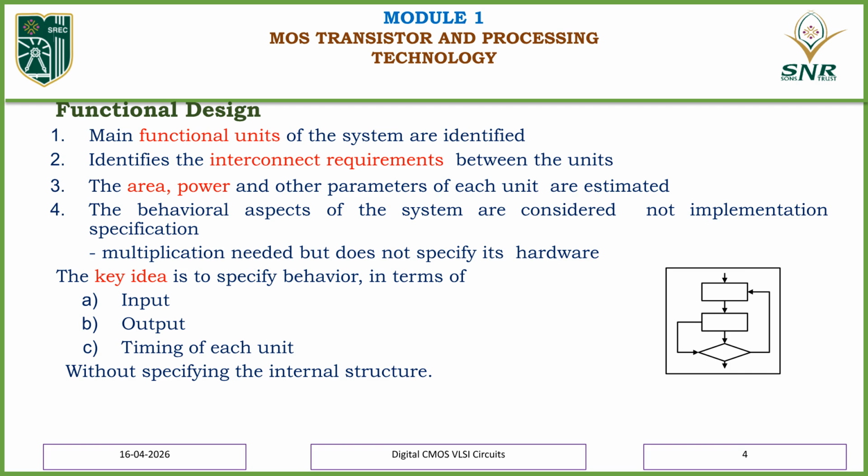Functional design, also known as architectural design, focuses on identifying the major functional units of the system and defining their interconnections. At this stage, the system is described at a behavioral level, specifying what operations need to be performed without detailing the hardware implementation. Key parameters, such as area, power, and performance of each unit, are estimated. The design captures input, output, and timing requirements of each block. For example, a multiplication operation may be specified without deciding the exact hardware architecture. The emphasis is on behavior rather than structure, ensuring a clear and efficient system-level organization.